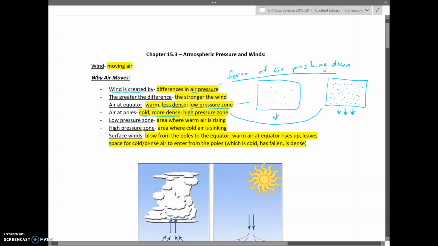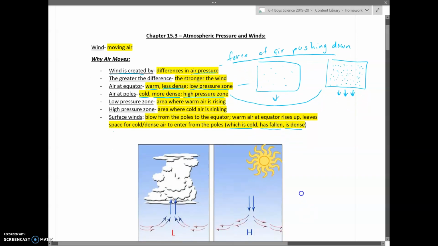Surface winds are winds that blow across the surface of the earth, and they're going to blow generally from the poles to the equator. When that happens, the warm air at the equator rises up because it's less dense. After it's floated up from the earth, it leaves space for cold, dense air to enter from the poles. Air from the poles is cold. It has sunk down to the ground and is dense.